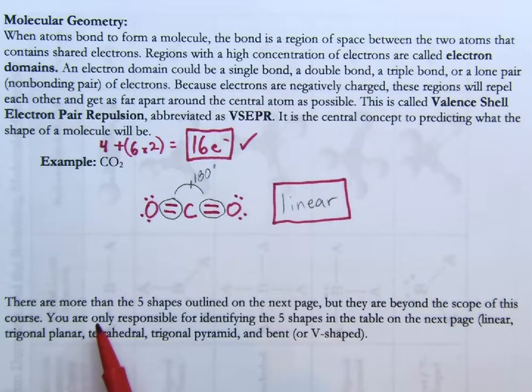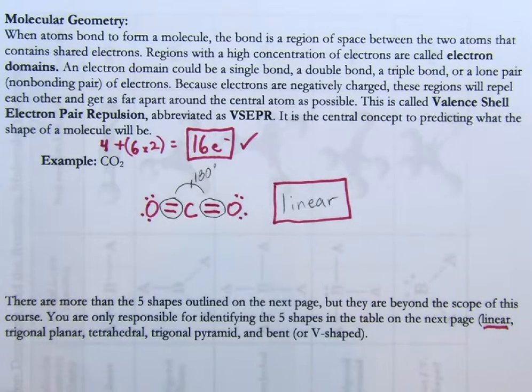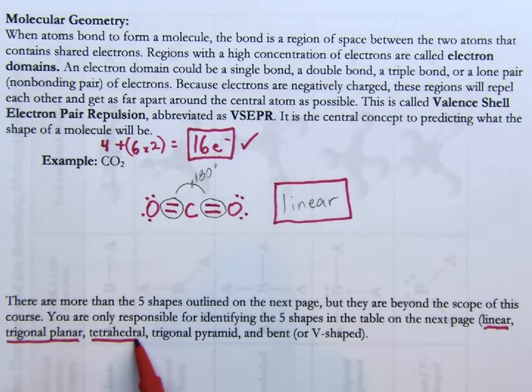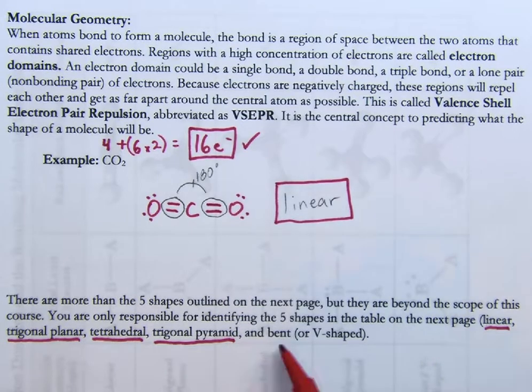So here at the bottom it says there are more shapes than the ones outlined on the next page, but we're not going to learn them. For our regular chemistry class, you are responsible for knowing the 5 shapes on the next page. One of them is linear, which I just showed you an example of. We also have trigonal planar, tetrahedral, trigonal pyramid, or trigonal pyramidal, and then there's bent, or V-shaped.